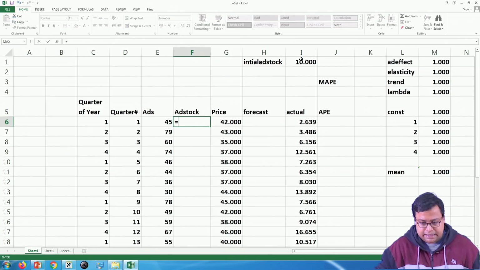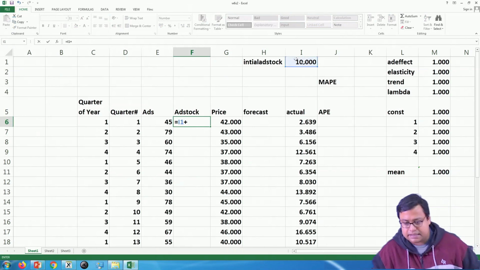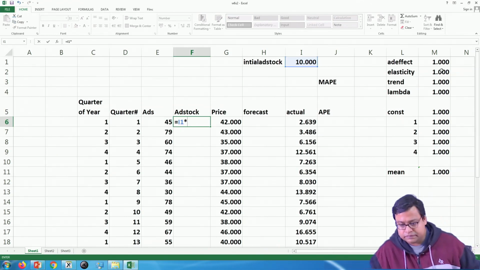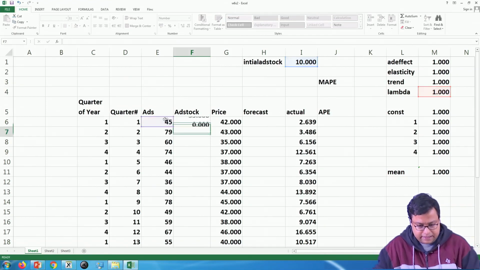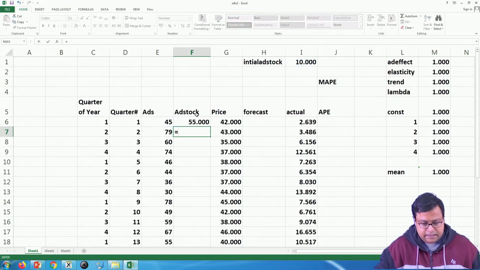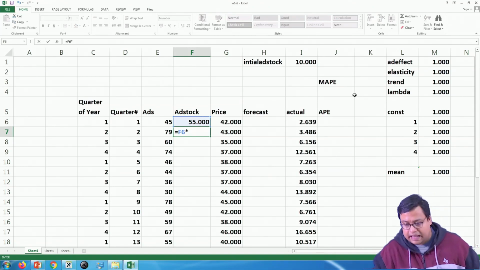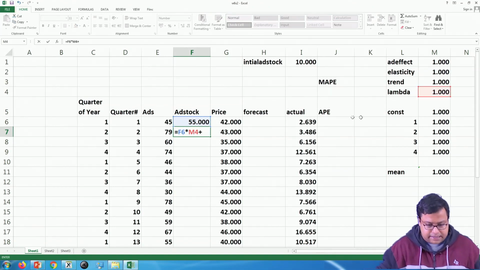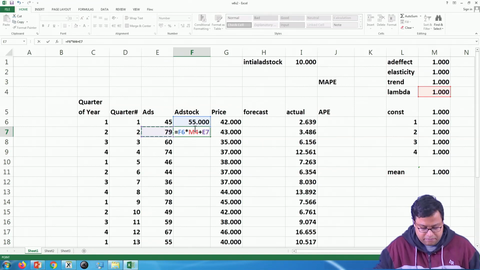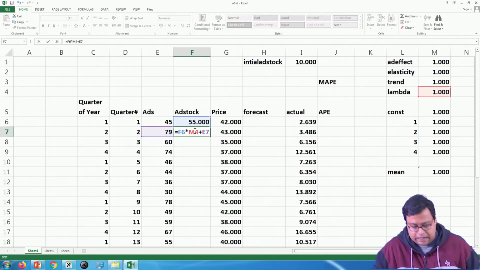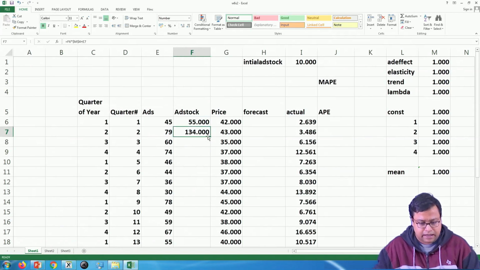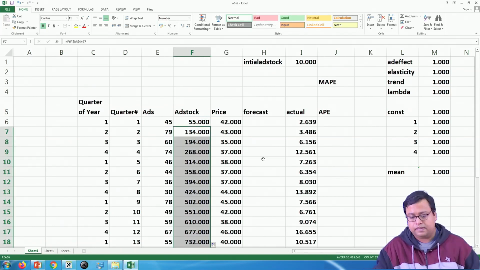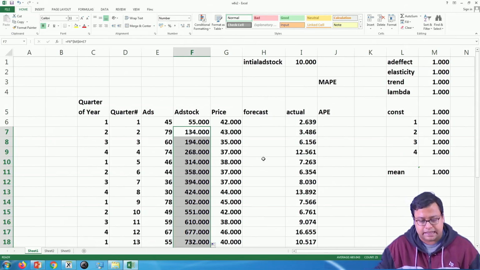The add stock is here initial stock plus initial stock into lambda plus current add, and this here it is previous add stock into lambda plus current add. And here, before I jump, the lambda should have been F4. So, this is what my add stock is. Fair enough, the add stock looks like this.